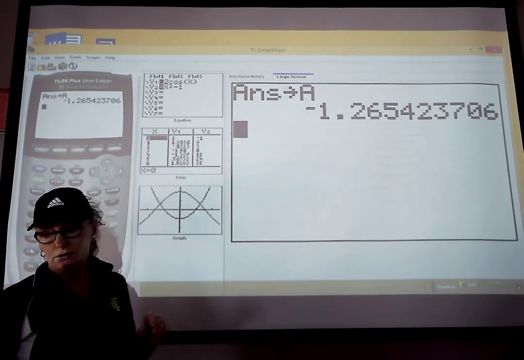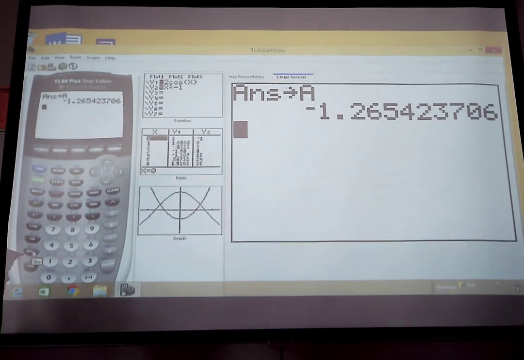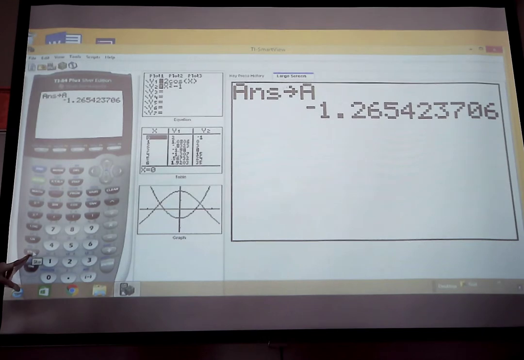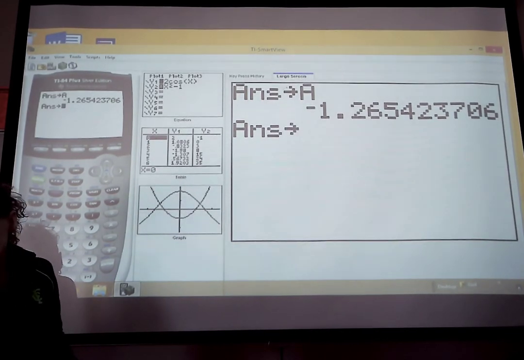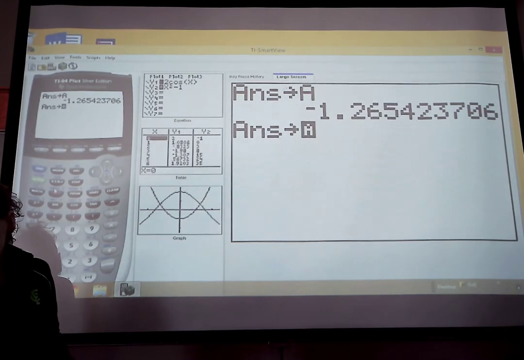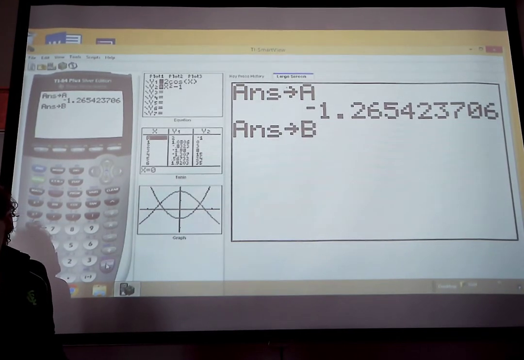Hit store down here on the bottom left and choose alpha B and hit enter.